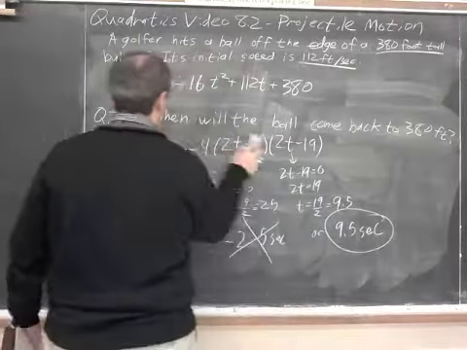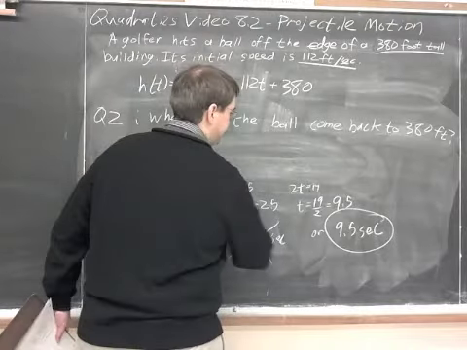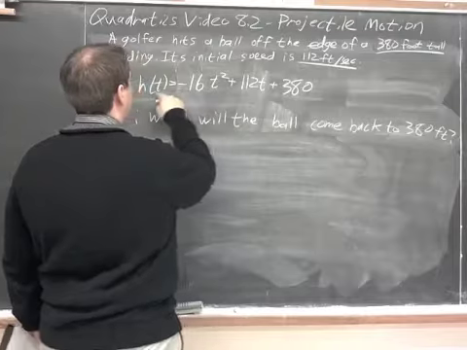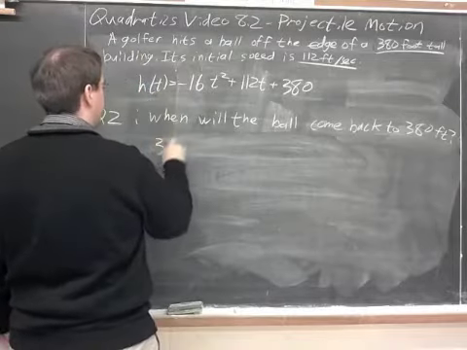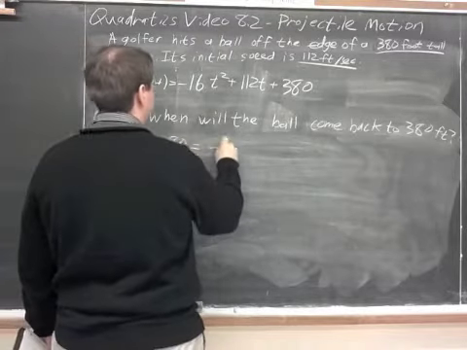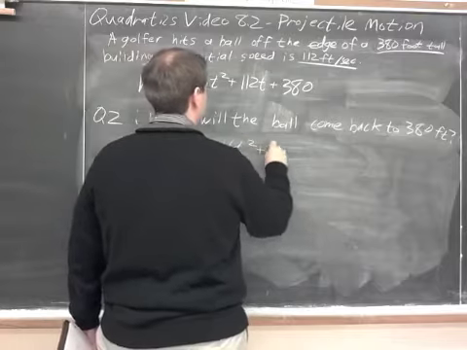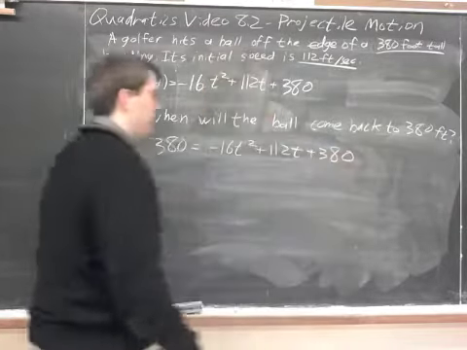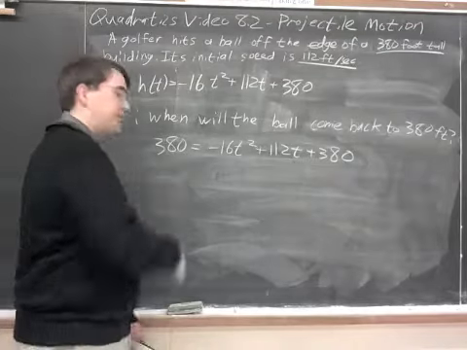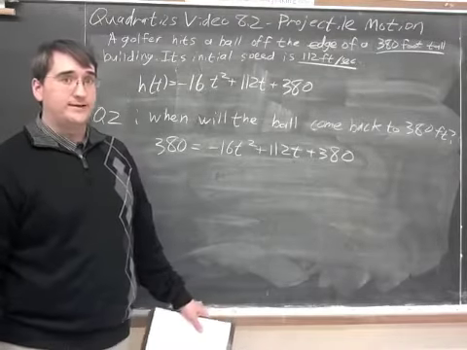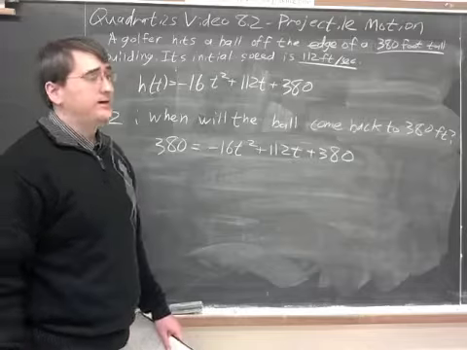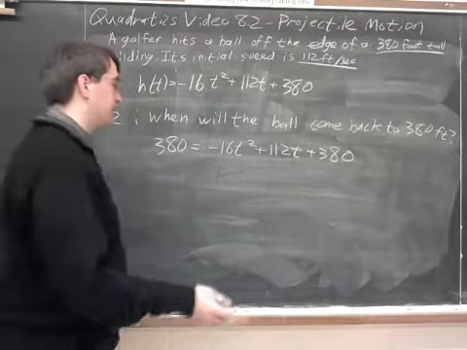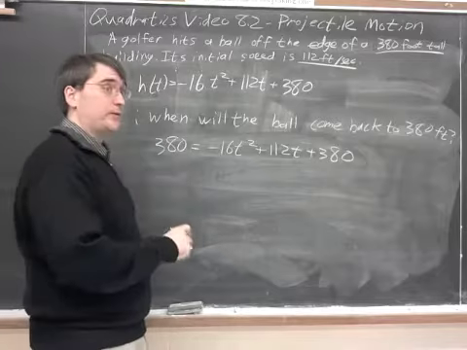If we go back to the original equation, now we want a height of 380. So 380 equals negative 16t squared plus 112t plus 380. It doesn't have to be 380 over here. It could be whatever height you want. Absolutely whatever height you want. Sometimes this won't work out as easily for certain heights, though, so you do got to be careful. Pay attention to what the question is asking.